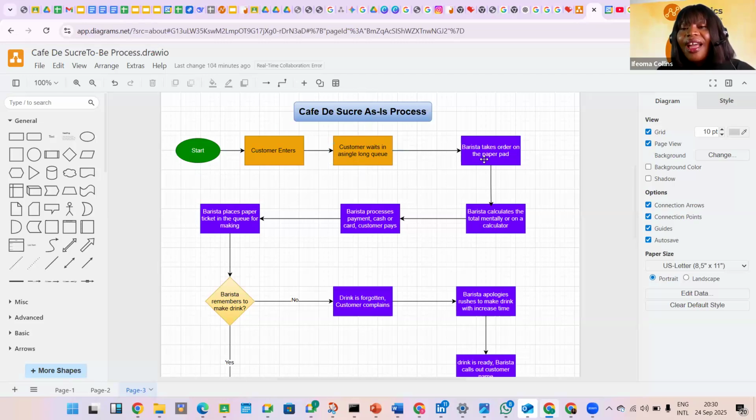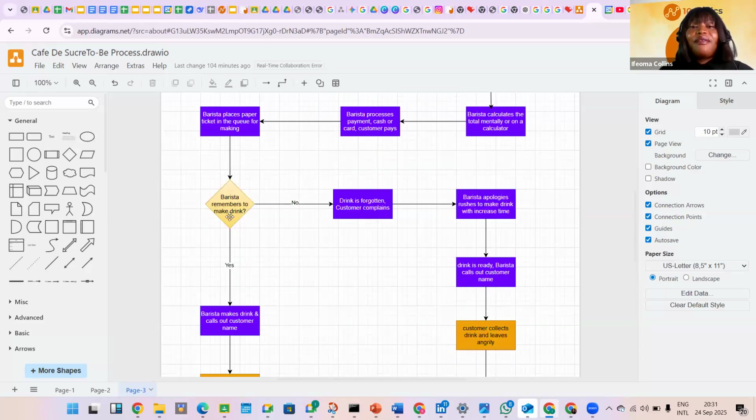Barista takes the order. After the barista takes the order, the barista calculates the total mentally, on a calculator. This is one of the bottlenecks. No, this is the second bottleneck. And the barista processes the payments, either cash or with card, and the customer pays. Barista places a paper ticket in a queue for making. So the order goes to a queue. Now, the barista remembers to make the drink.